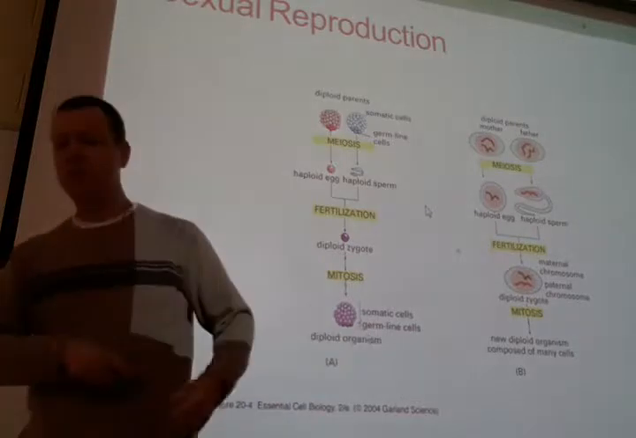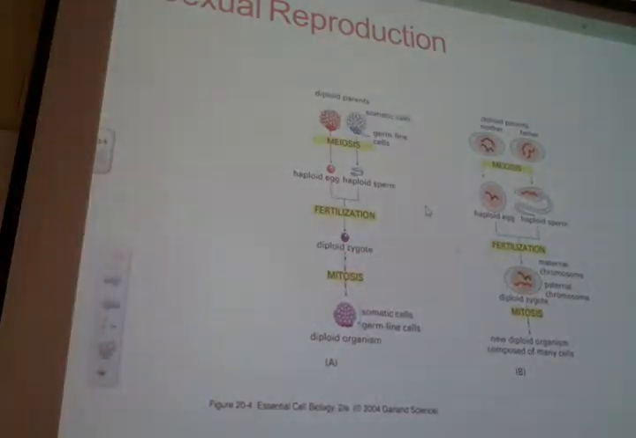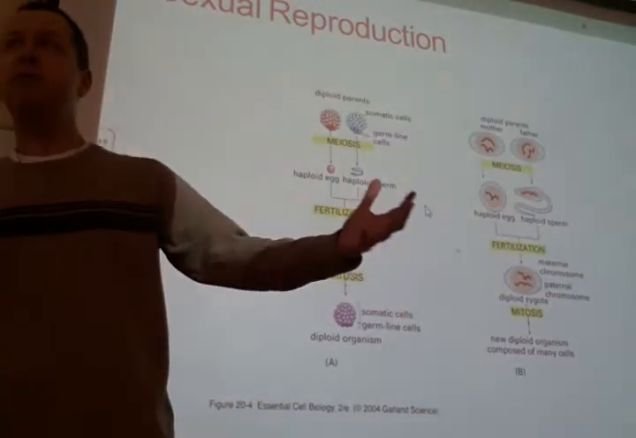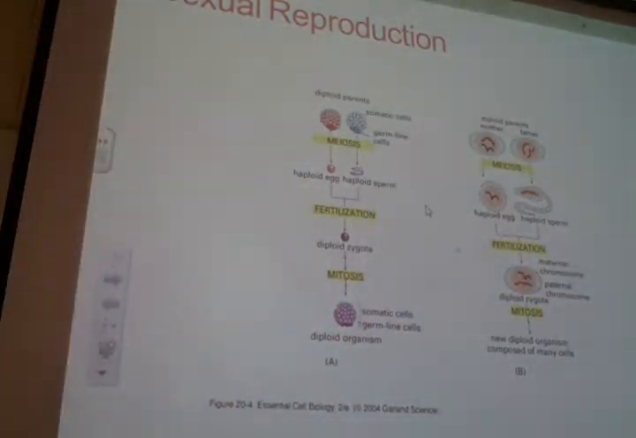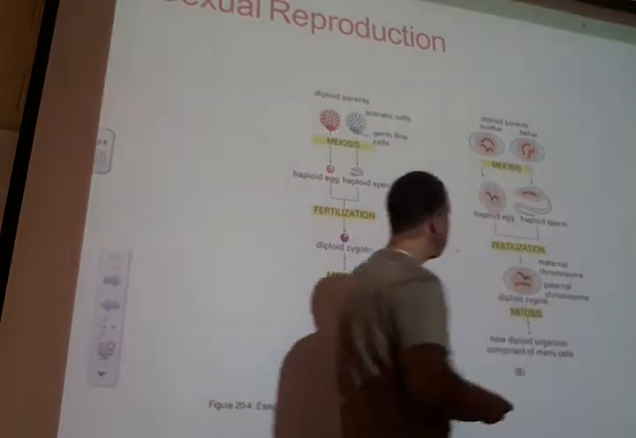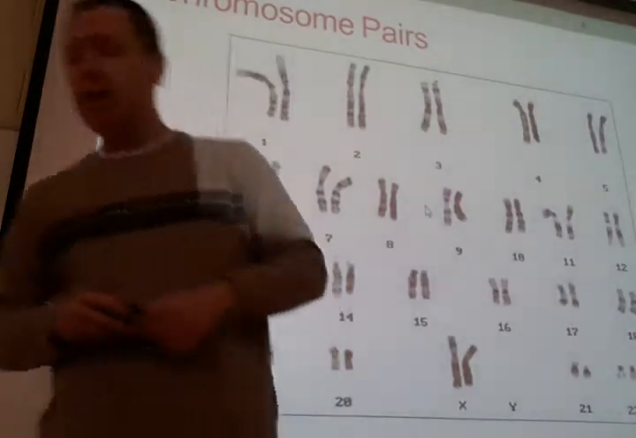Of course, humans are going to divide 46 into 23, and then a sperm cell with 23 will fertilize an egg cell with 23, and then we're back to 46. So that's how we keep the chromosome number constant within a species. And we're going to use these terms haploid and diploid in just a second.